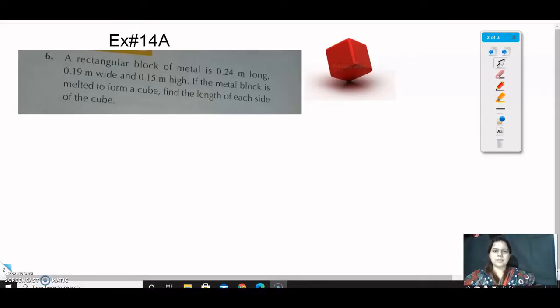This video is about exercise 14A, question number 6. The question is: a rectangular block of metal is 0.24 meter long, 0.19 meter wide and 0.15 meter high. Rectangular block means its shape is cuboid.